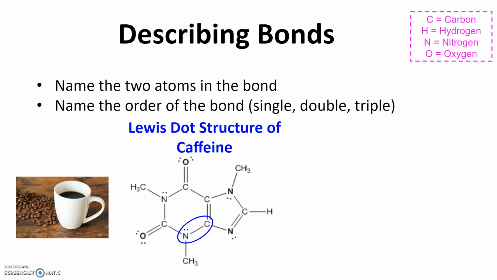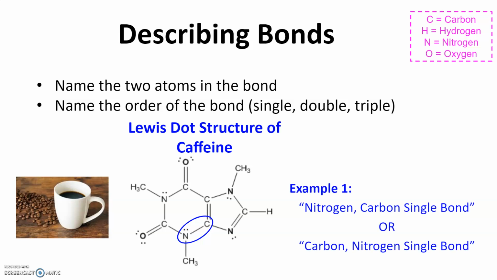So in this example, we have nitrogen and carbon connected by a single bond, so we would call it a nitrogen-carbon single bond, or you can call it a carbon-nitrogen single bond. The order of the atoms does not matter.